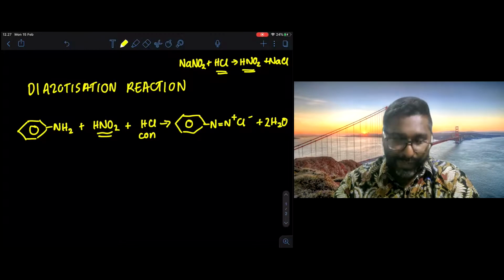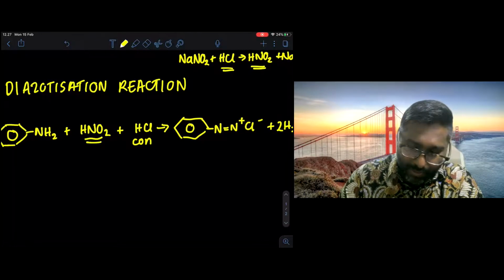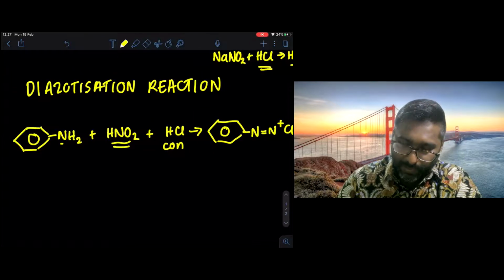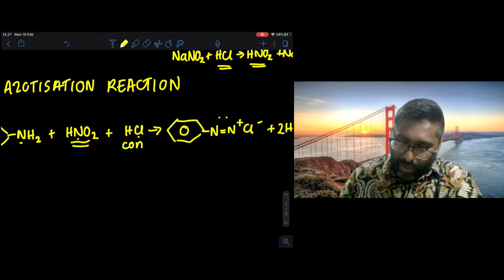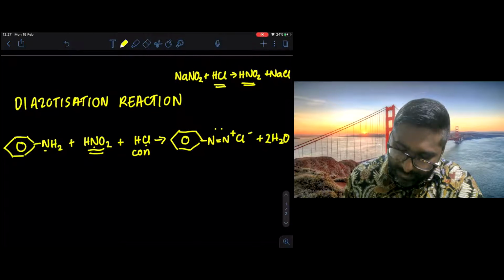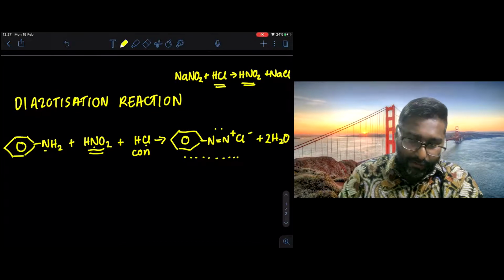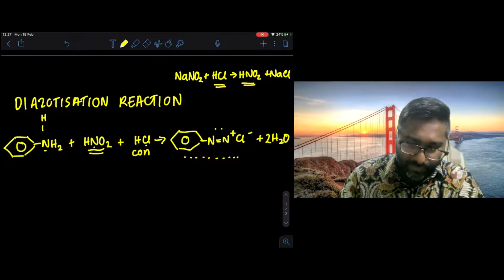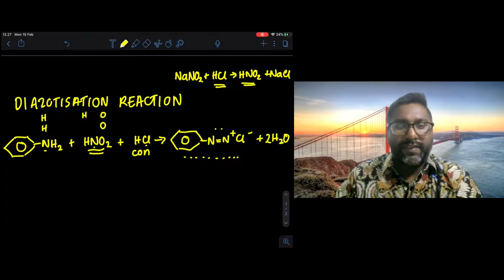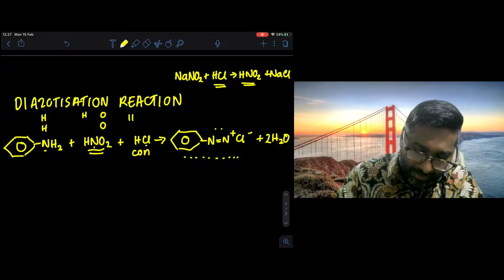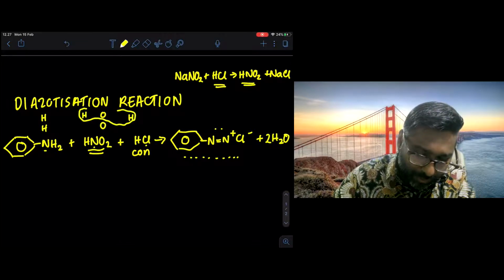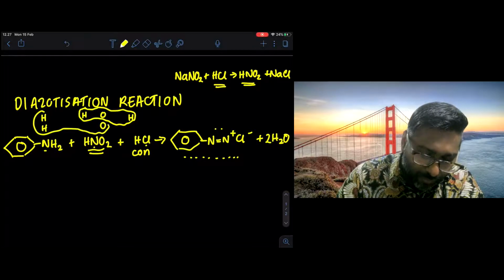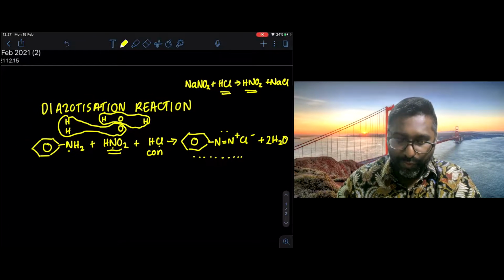If you are wondering what happens, you can see the nitrogen and nitrogen will come over here, and then the Cl will come over here, and you are going to have this particular product. We are going to have 2 hydrogen atoms, 1 hydrogen atom here, 2 oxygen atoms here, and another 1 hydrogen atom here. So what is going to happen? You are going to get 1 mole of water here and another 1 mole of water here. So you are going to get 2 moles of water.